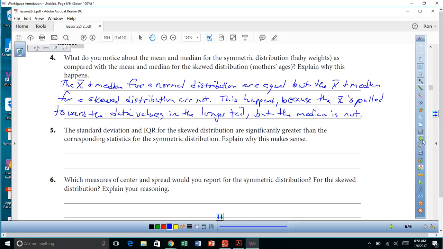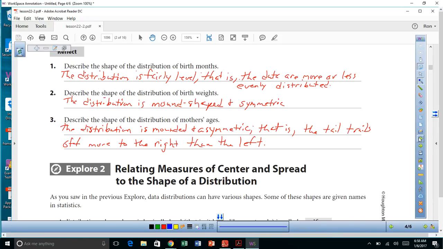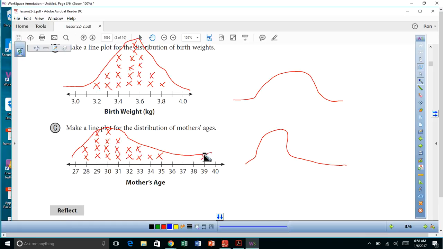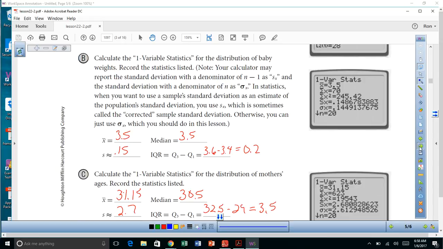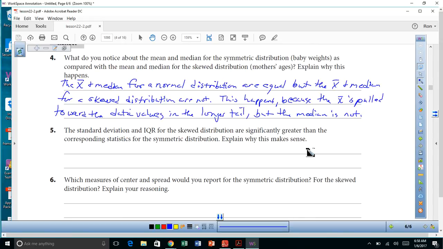All right, and let's go back and look at that. See this 39? That pulls the mean to the right, which makes the mean larger. But it doesn't do that with the median because the median is the middle number. The standard deviation and IQR for skewed distributions are significantly greater than the corresponding statistics for symmetric distributions. Explain why this makes sense.